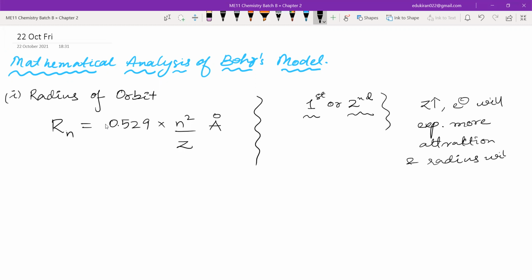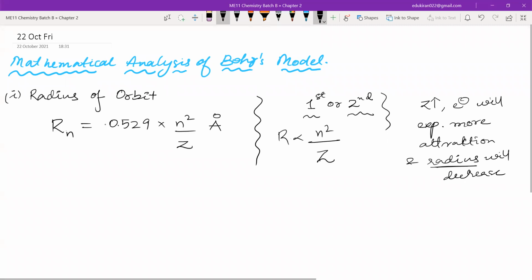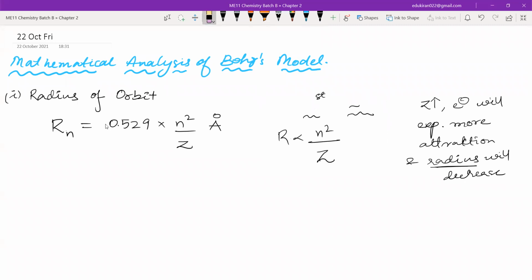The radius will decrease, right? So we can see that R is directly proportional to n square, and it is inversely proportional to the charge on the nucleus. Okay, understand in this way.